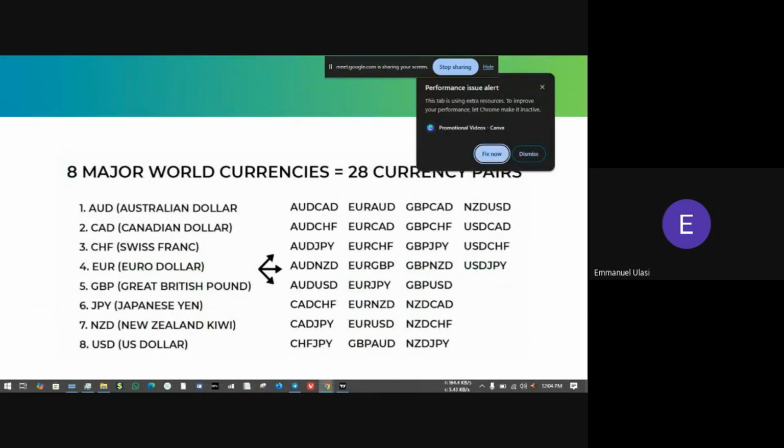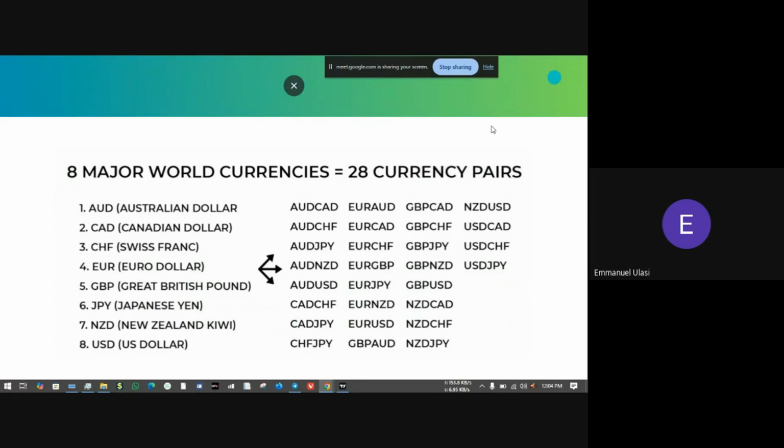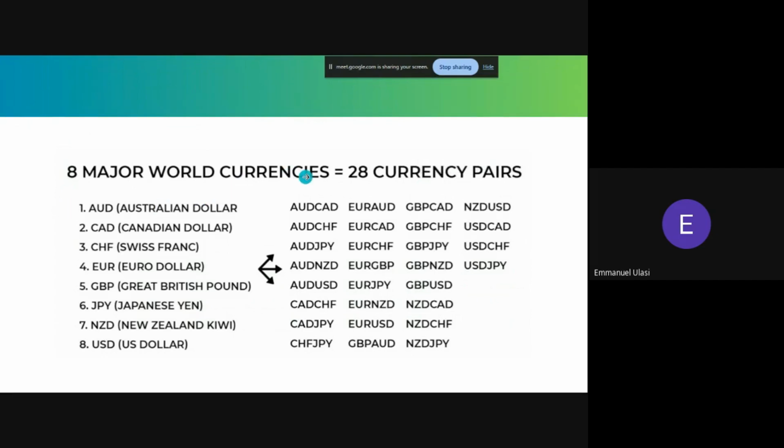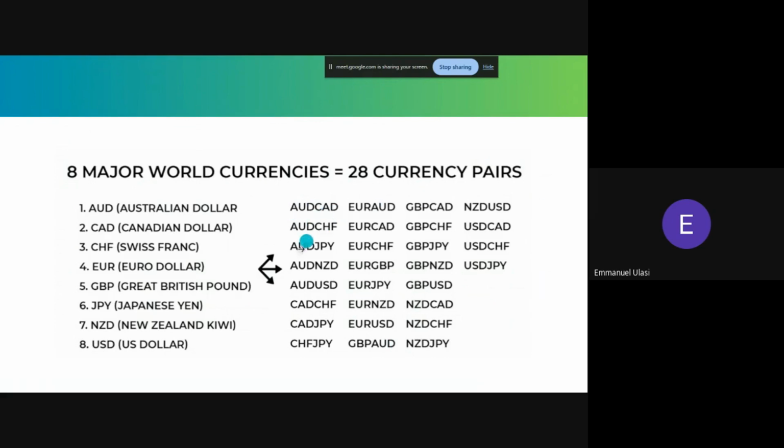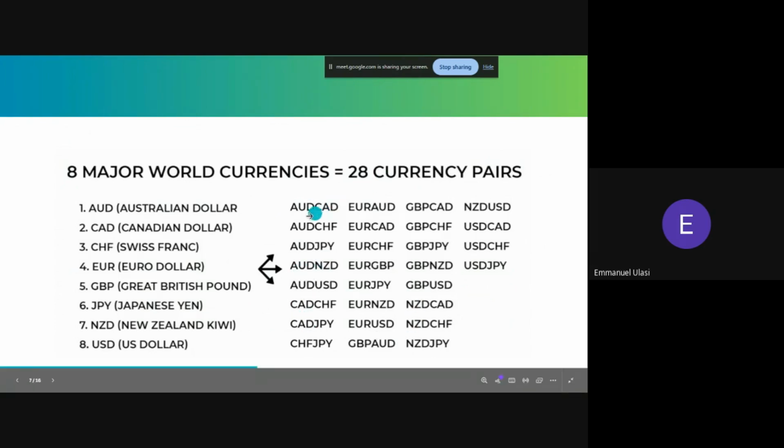Now, moving on, these 8 major currencies we have in the world are combined together to produce 28 currency pairs. Now, these 28 currency pairs, this is what we have here. So you can see we have AUD CAD, we have AUD CHF, we have AUD JPY, and so on and so forth. If you count them, we have a total number of 28 currency pairs that is derived by combining these 8 major currencies we have in the world.